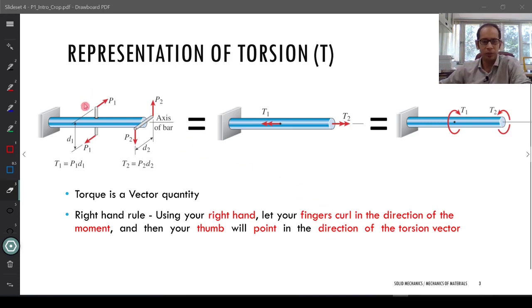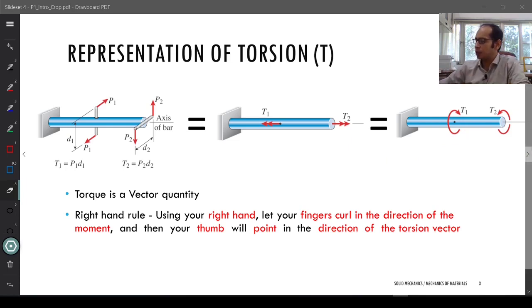So you can tell from here as well, going from P1 to this P1, if you just curl your fingers, you will see in this case your torque T1 points towards the axis of the member, towards the longitudinal axis, and your torque T2 points away from the longitudinal axis. So this is a very standard representation of the torque, and quite convenient to draw compared to these round arrows which are here, right?